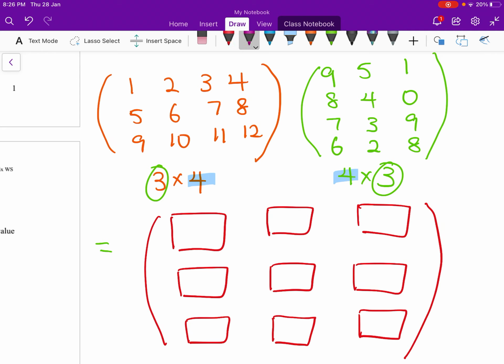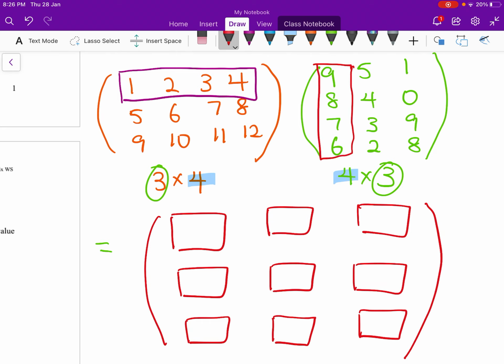Okay, so remember, always the first matrix, we always want the row. Okay, the second matrix, we want the column. Okay, so now first number of the row times the first number of the column, right? So 1 times 9, 9. Okay, maybe just right here.